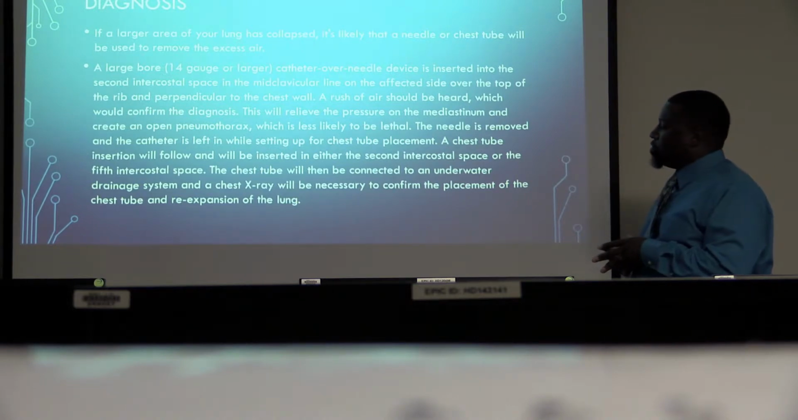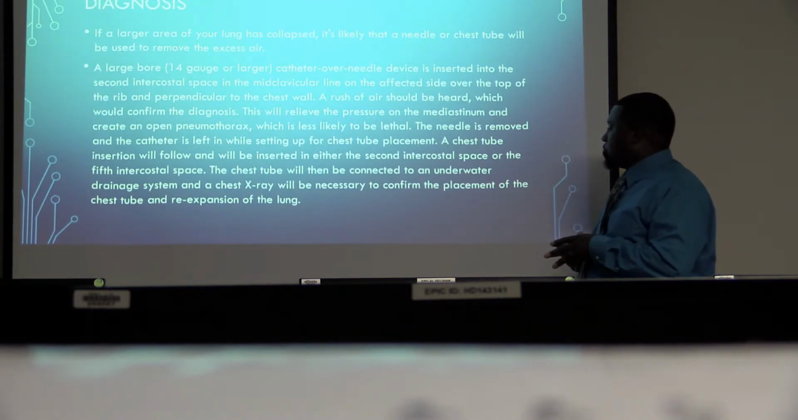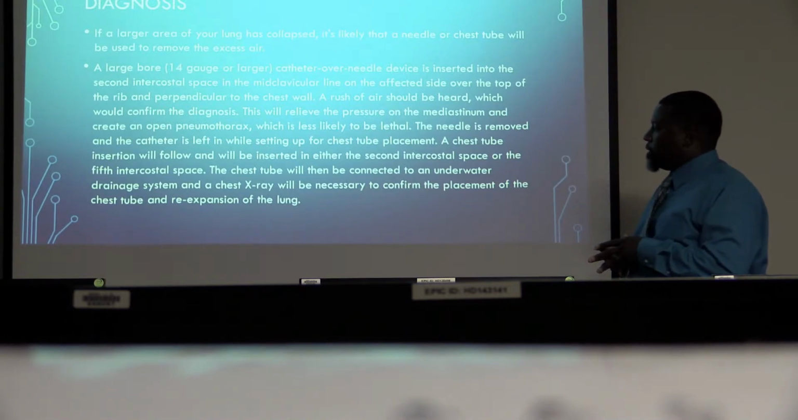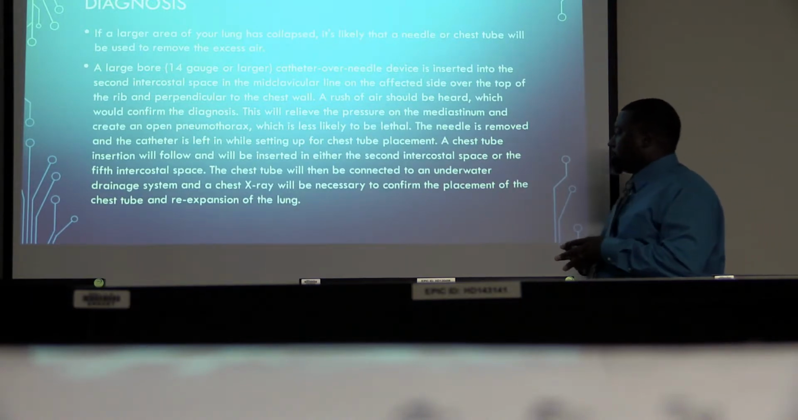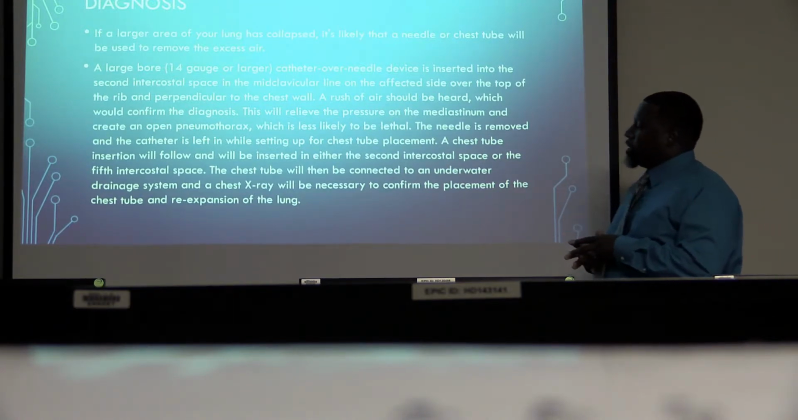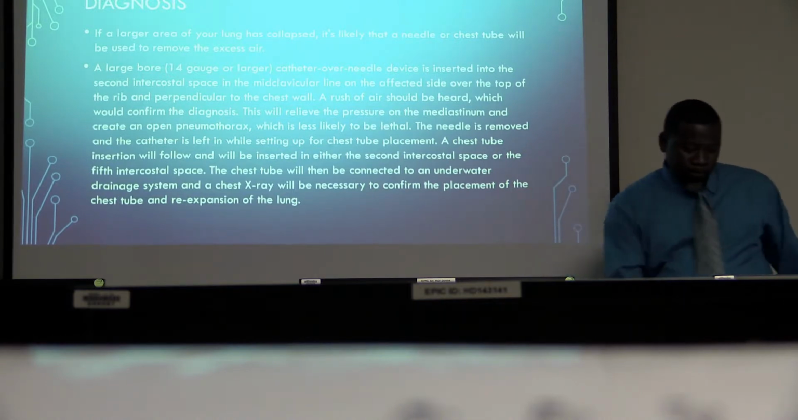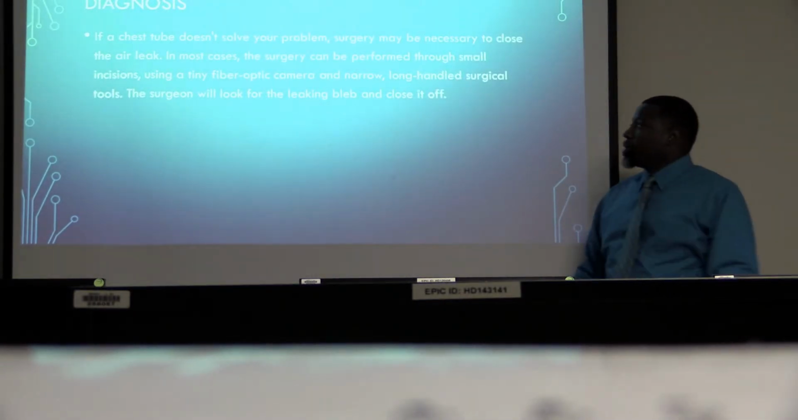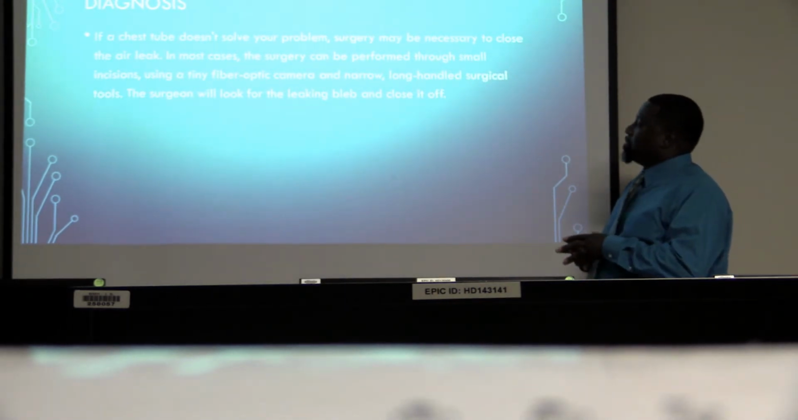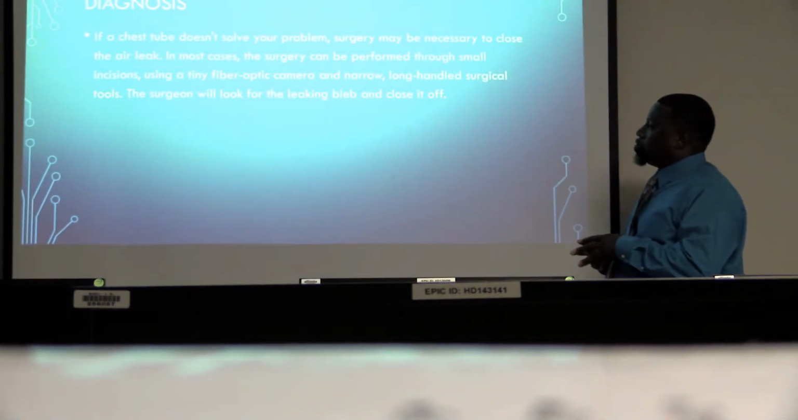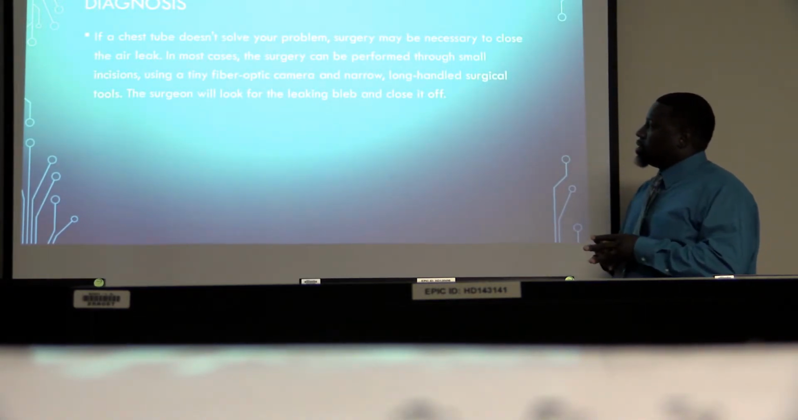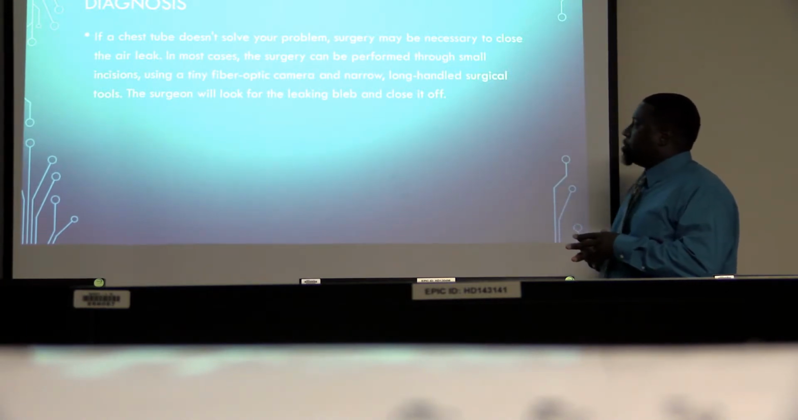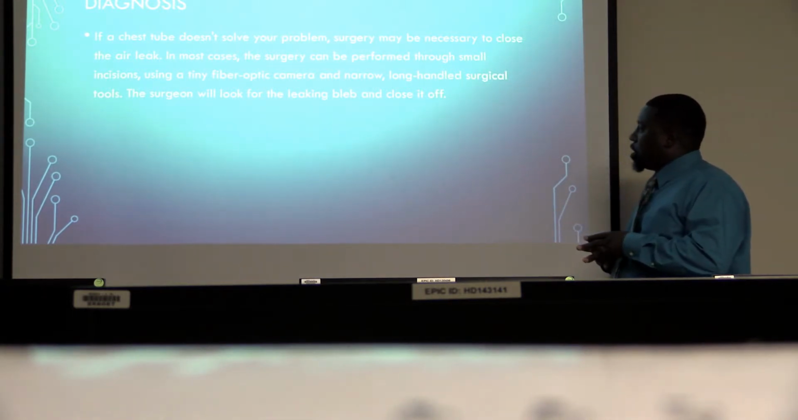A chest tube insertion will follow and will be inserted in either the second intercostal space or the fifth intercostal space. The chest tube will then be connected to an underwater drainage system, and a chest X-ray will be necessary to confirm the placement of the chest tube and re-expansion of the lungs. If a chest tube doesn't solve your problem, surgery may be necessary to close the air leak. In most cases, the surgery can be performed through small incisions using a tiny fiber optic camera and narrow long-handled surgical tools. The surgeon will look for the leaking bleb and close it off.